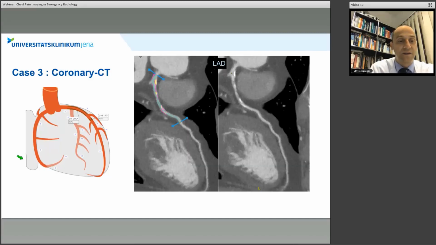And I hope I can now have the images in reconstructions with our plaque ID. In the plaque ID, you can nicely see the same segments as we saw in the coronary angiography. So this corresponds very, very nicely. This is also our daily experience that if we still do a coronary angiography, it mostly matches nicely.